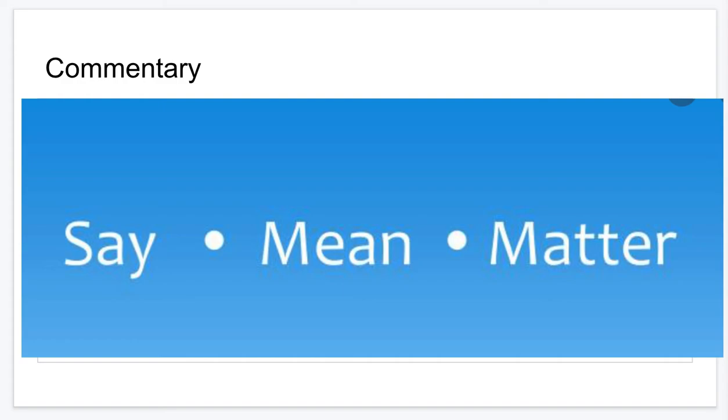Now that you have your sources, what do you do with those? You tell what those sources say, what they mean, and why they are important. Say, mean, matter. That's the whole function of your paper. You take each piece of evidence. You have 3, so 3 body paragraphs. In one paragraph, you tell what does this evidence say, what does it mean, why is it important. The second paragraph in the body, what does this evidence say? What does it mean? Why does it matter?